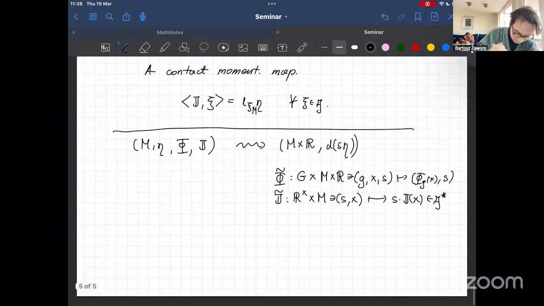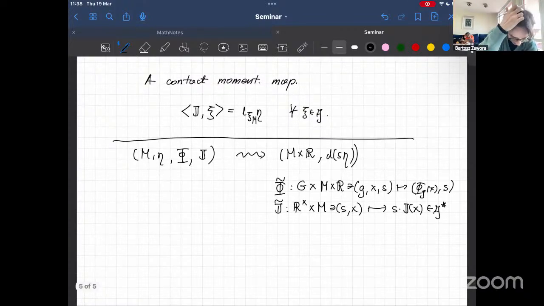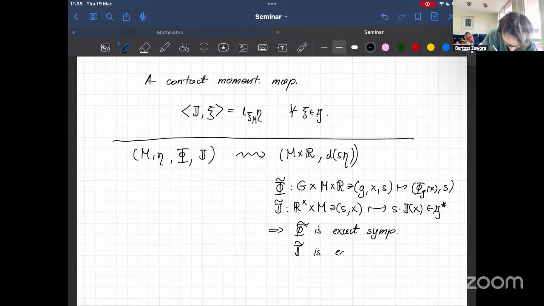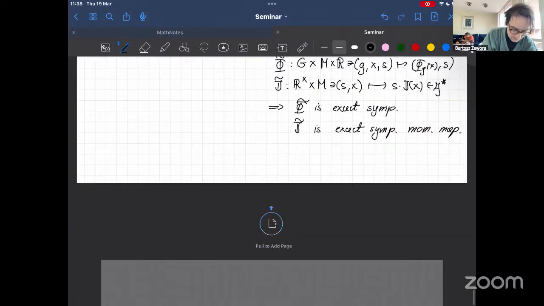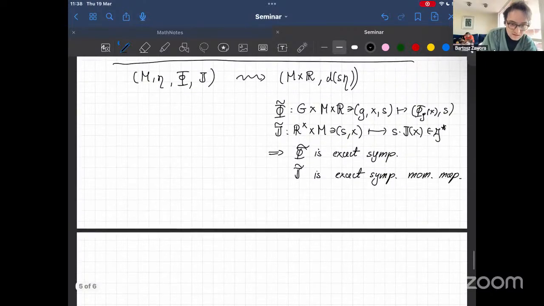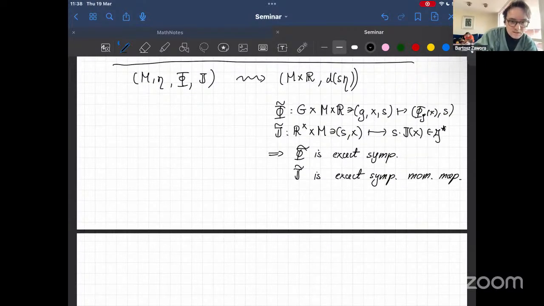And now, since J is a contact momentum map and phi is a contact Lie group action, it follows that phi is an exact symplectic Lie group action, and J is an exact symplectic momentum map by construction of this extended Lie group action and momentum map.